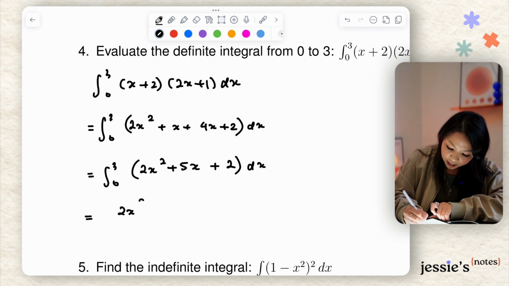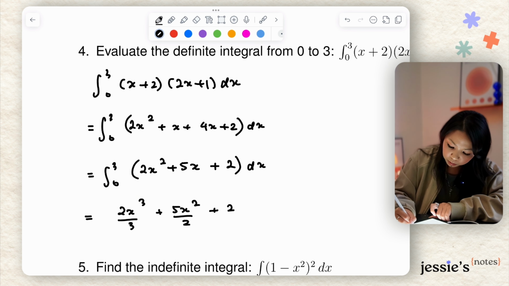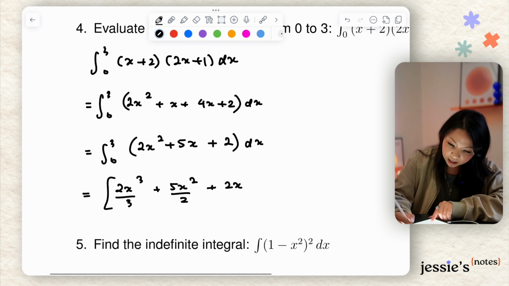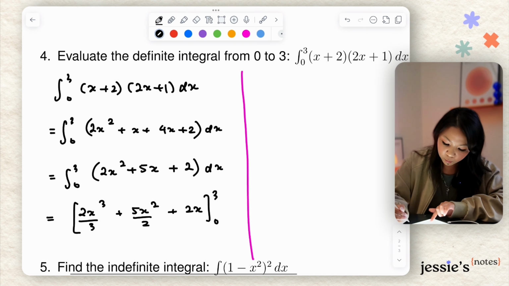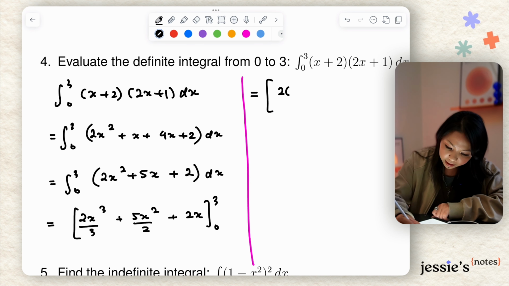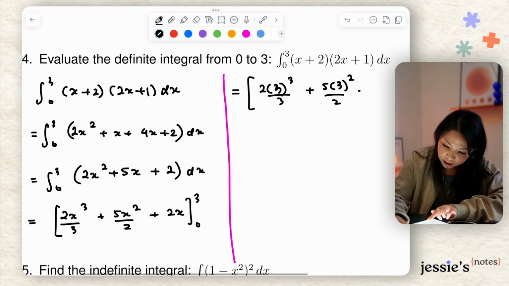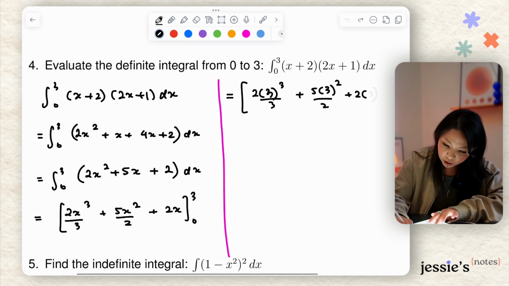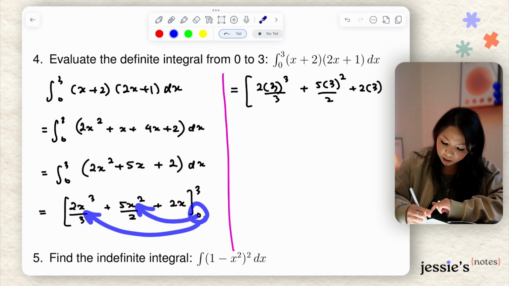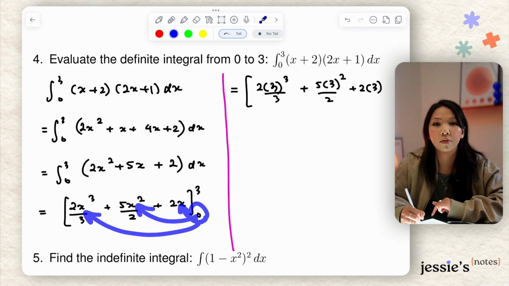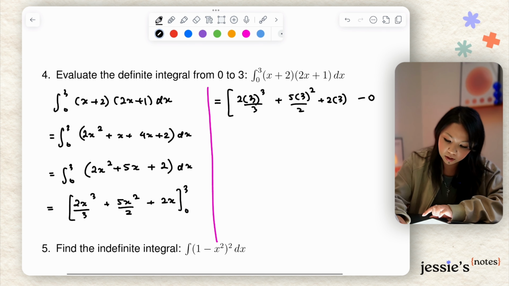We're going to get 2x cubed on 3 plus 5x squared on 2 plus 2x. And then we're going to sub in our limits. So now if we plug in our limits, we're going to plug in the upper limit first. So that's 2x cubed on 3 plus 5 times 3 squared on 2 plus 2 times 3. And you know what's so good is when we plug in our limit for 0, plugging in 0 into here is just going to make everything go to 0. So I'm just going to write minus 0.